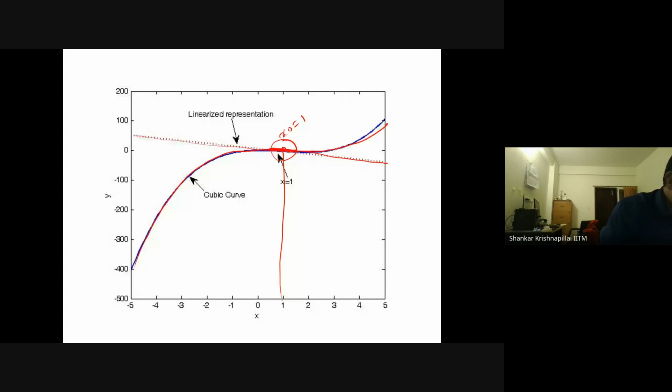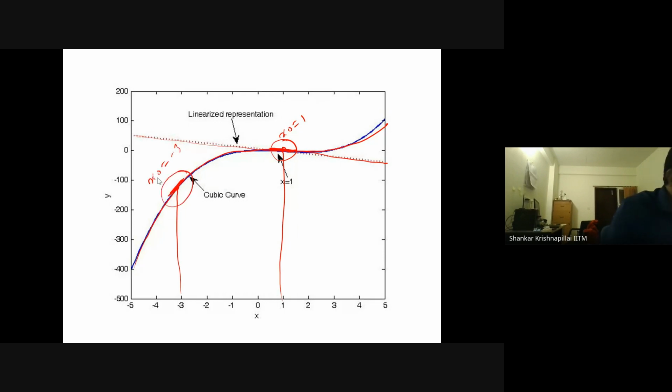Suppose I linearize this curve at x naught equal to -3. Then I'll get a line like this, which is a close approximation of the curve only in the vicinity of x naught equal to -3. So this is the meaning of linearization.